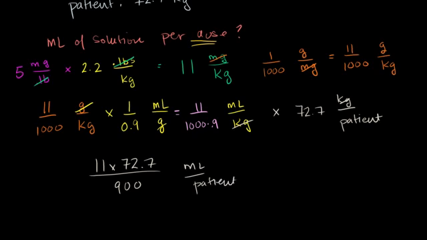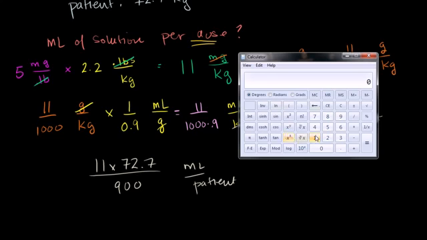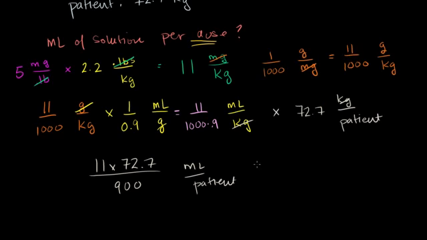So let's get our calculator out and do this. We have 11 times 72.7 is equal to 799 divided by 900 is equal to 0.88. Well, we could round up to 0.889. Hopefully the doctor won't mind. So this is equal to, I'll write in a nice vibrant color, 0.889 milliliters of solution per dose.